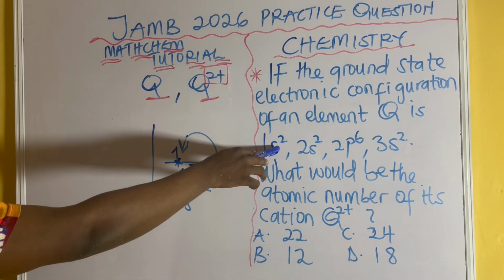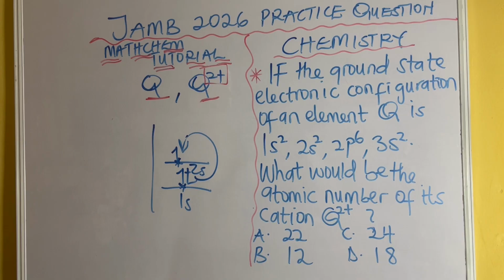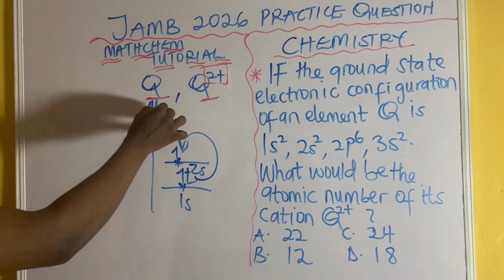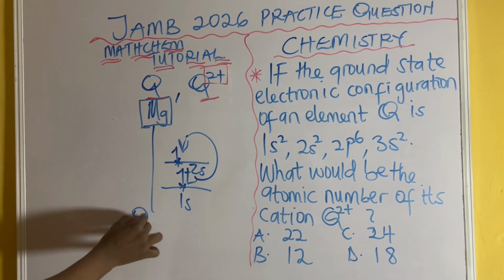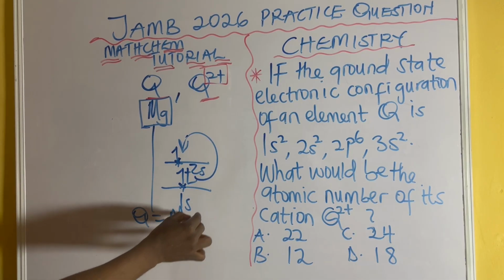Now look at this. Let's count the total number of electrons we have there. We have 2, 4, 6, 2. That is 2 plus 2, 4. 4 plus 6, that is 10. And 10 plus 2, that is 12. So which element has atomic number 12? That is magnesium, isn't it? So Q represents magnesium. This Q simply means magnesium.